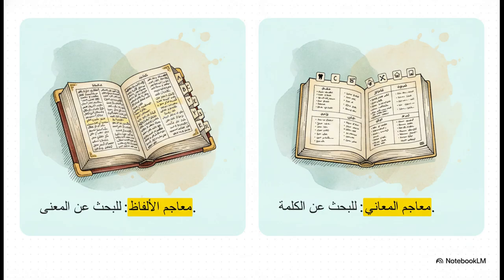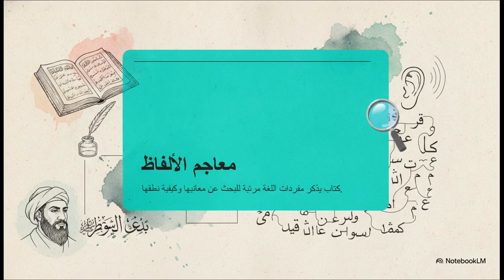On the other hand, dictionaries of meanings are more like the yellow pages. You don't know the specific company's name. You just know you need a dentist or a plumber. You have the concept, so you look in that specific category to find the exact names available. Makes sense, right? So, dictionaries of words are what we're all pretty used to today.